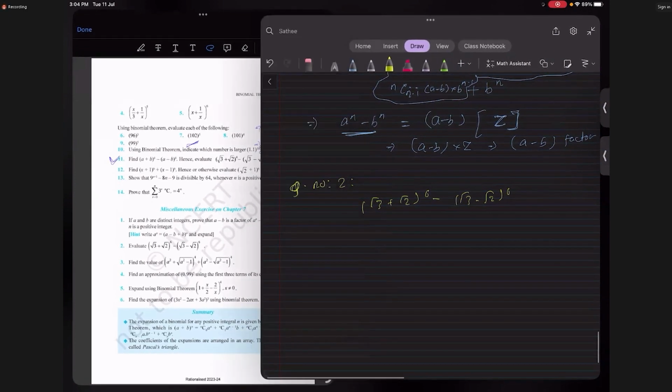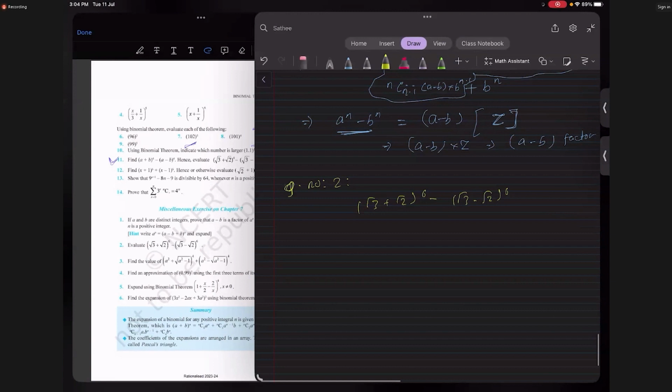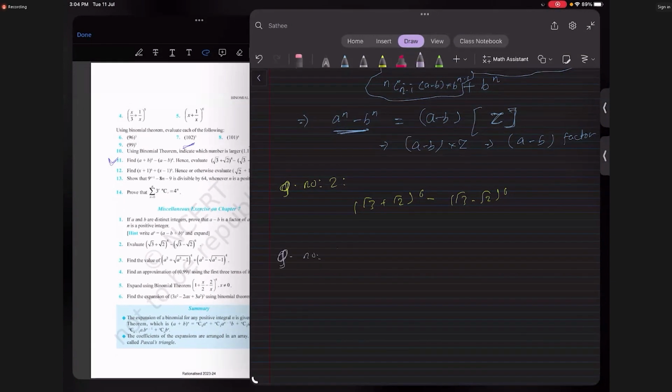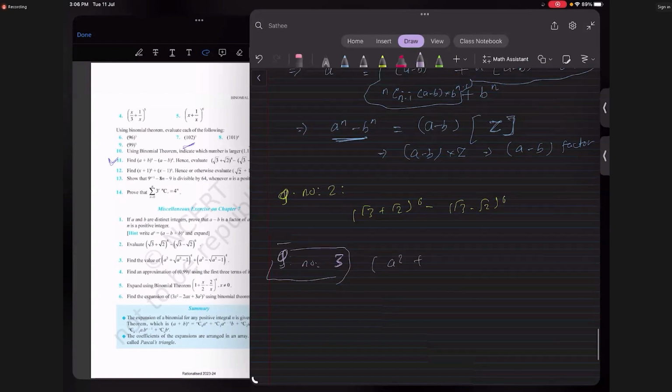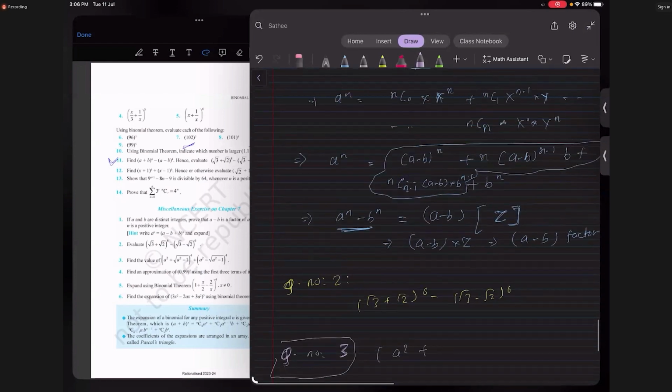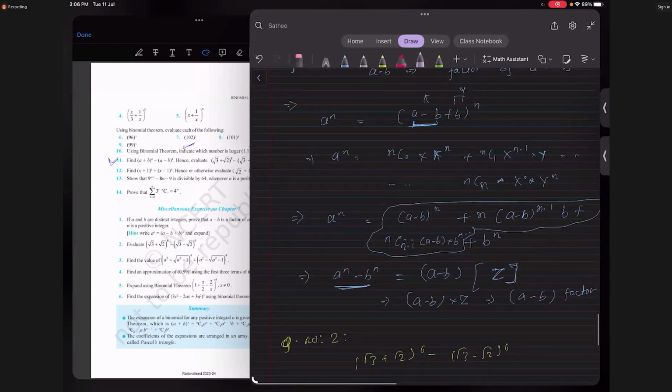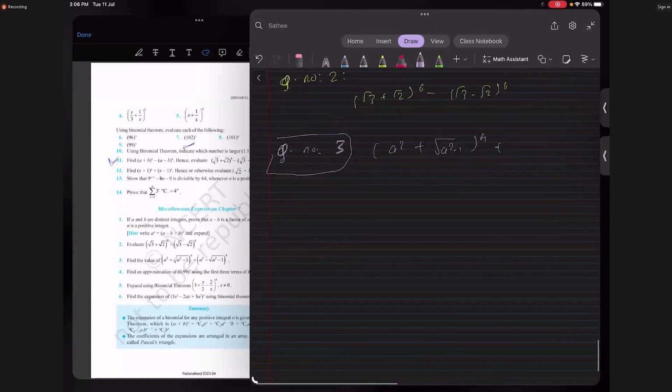So if we move to our next part, that is question number 3, you have to find the value of a square plus under root a square minus 1 to the power 4 plus a square minus under root a square minus 1 to the power 4. So you can consider something like x plus y to the power 4 plus x minus y to the power 4.